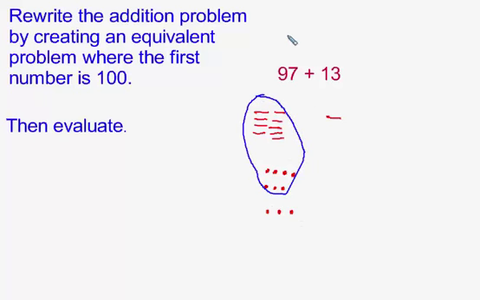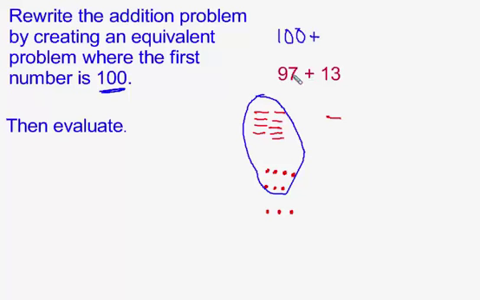So this math problem is equivalent to another math problem whose first number is 100, and now this problem is starting to make sense. We are rewriting the addition problem by creating an equivalent problem where the first number is 100. Because the first number is 100, this should be easier to add in my head. Now, one thing you have to notice is that we no longer have 13 units in this group. There were 13, but I moved 3 away.